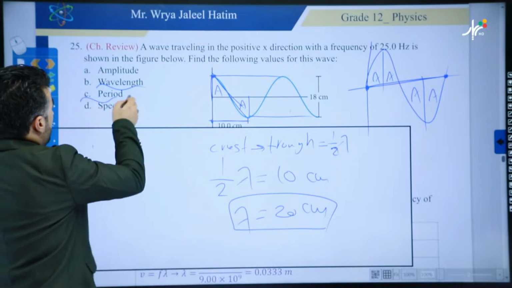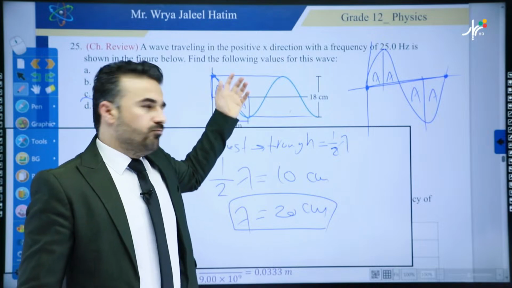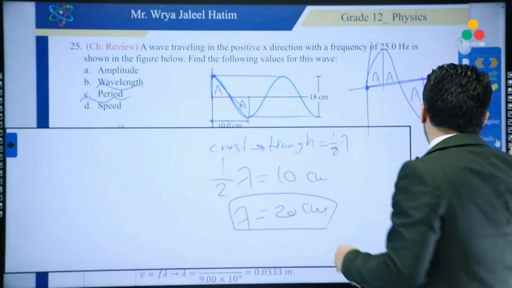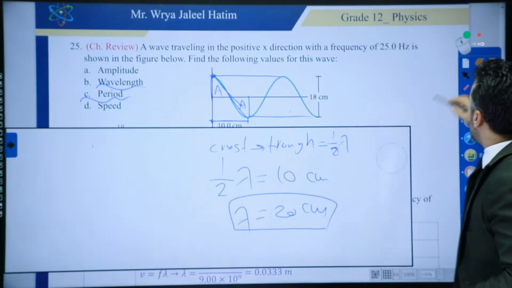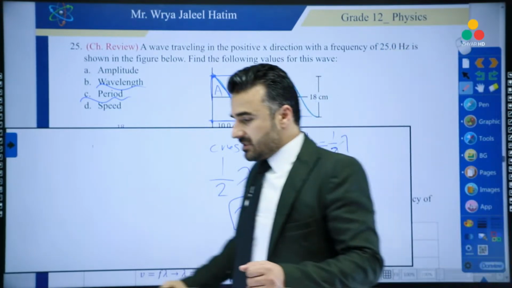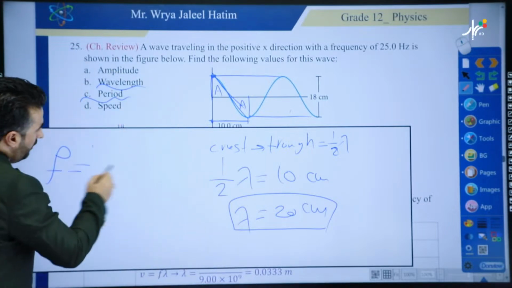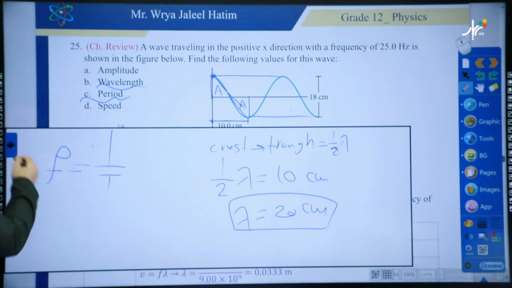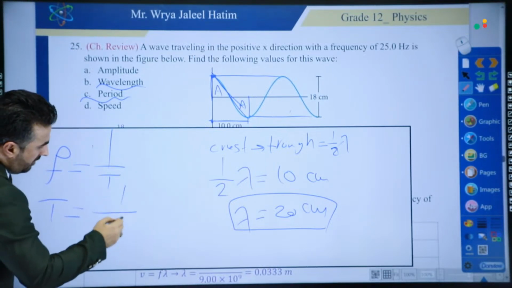Next, this says find the period. How do we find the period? Can we find the period here? Well, there is not enough information on the diagram, but what you need to know here is we're given the frequency. If you're given the frequency, can you find the period? Yes, and that is very simple. We say frequency is equal to 1 over the period. Or basically, period is equal to 1 over the frequency.